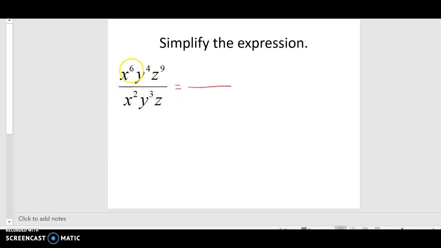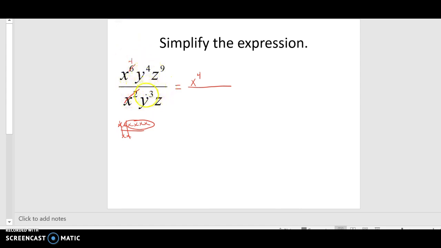If I look, I have 6 x's on top, I have 2 on bottom, right? If I were to write my 6 x's up top and 2 x's on bottom, how many can I cancel? 2. How many do I have left? 4. So it'd be x to the 4th. So what I like to do is just say, I eliminate the smallest exponent. I'm going to take 2 off the top, and it leaves me with 4.